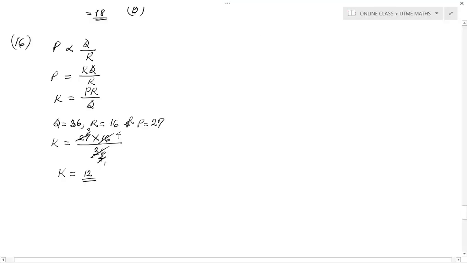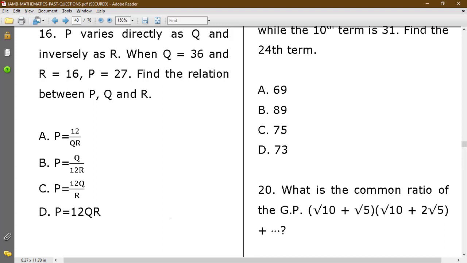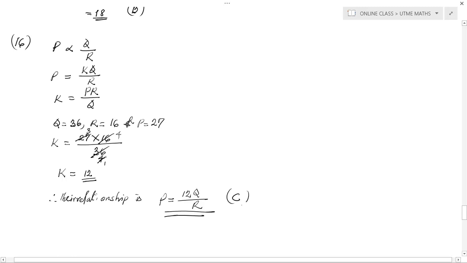So the next thing now is, we now say that therefore the relationship is P, substitute for K, that's 12 cubed, all over R. This is what we are asked to find. And that will give you P equals 12 cubed, that's C in this case. So it means we have C in this case.